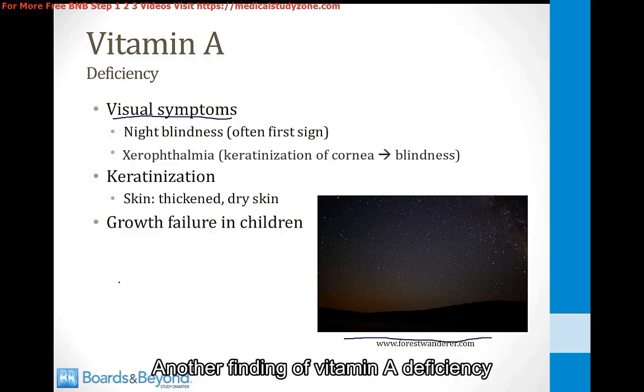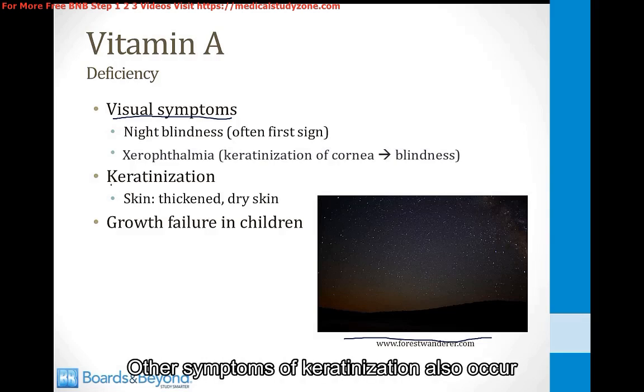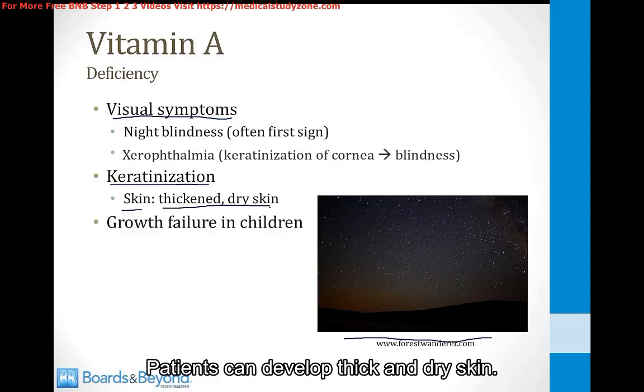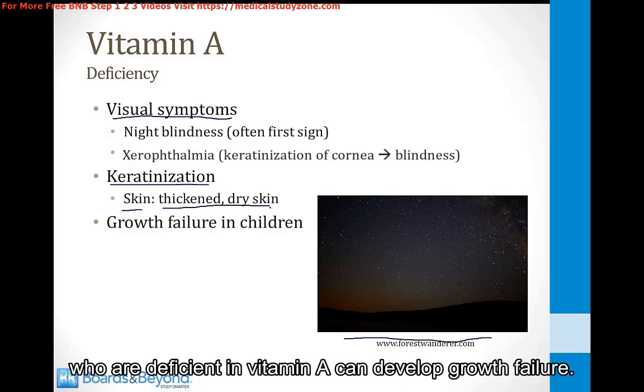Another finding of vitamin A deficiency is called xerophthalmia. This is keratinization of the cornea, and this can lead to blindness. Other symptoms of keratinization also occur in the skin. Patients can develop thickened, dry skin. And then finally, children who are deficient in vitamin A can develop growth failure.